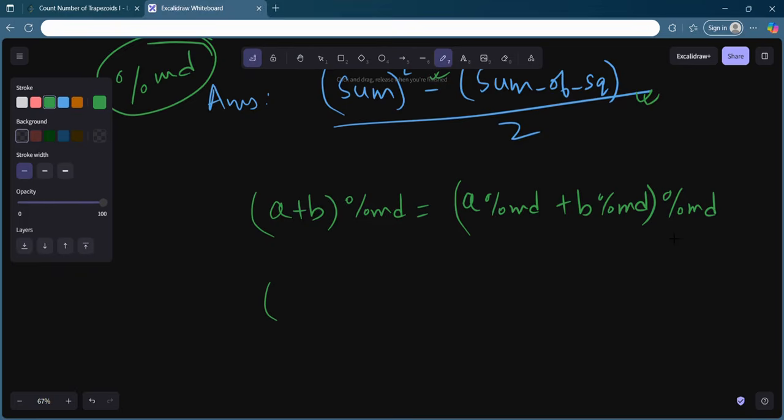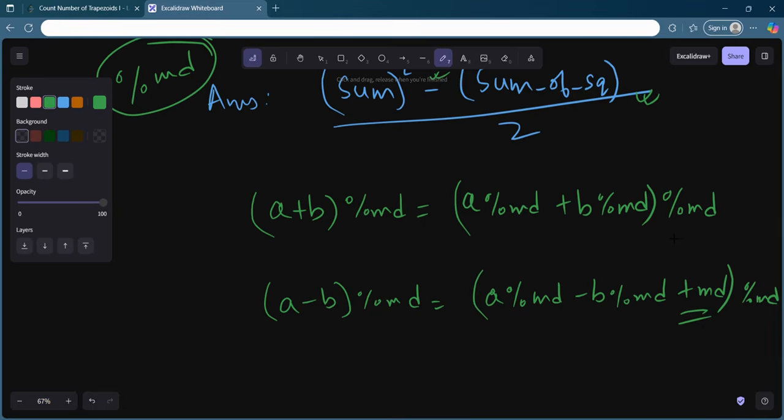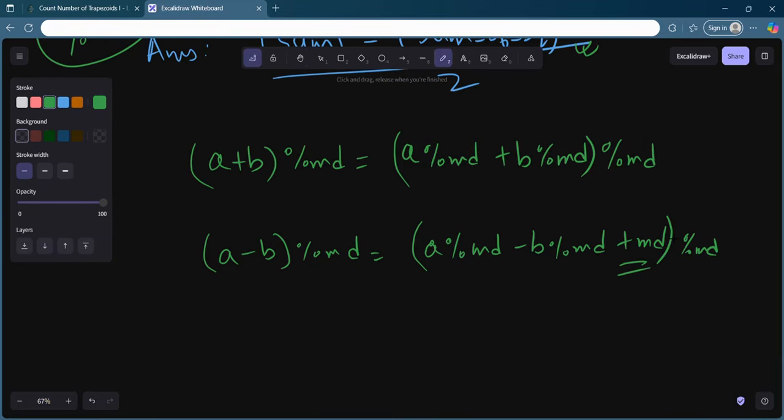For subtraction, if you try to calculate a minus b whole modulo mod, it is actually given by a modulo mod minus b modulo mod plus mod, whole mod, okay. This is why it is given. And why exactly do we do this mod? The reason is that this too can give you a negative number. So let's say you are trying to do some modulo 6, okay, and let's say a is 2, b is 4, and you get minus 2. So what is minus 2 modulo mod? Okay, it doesn't make sense.